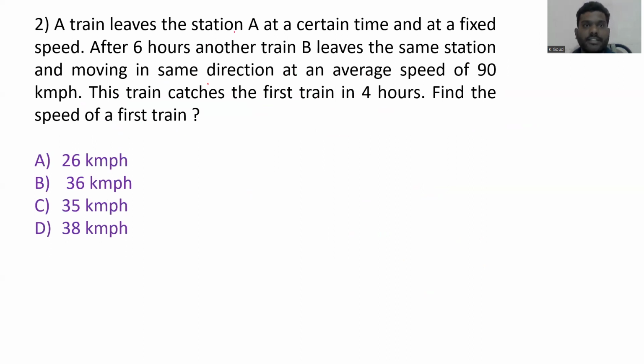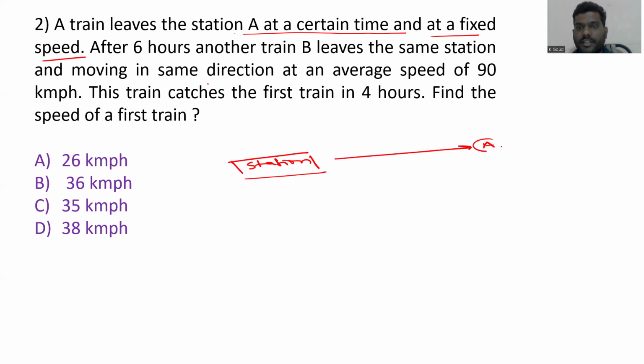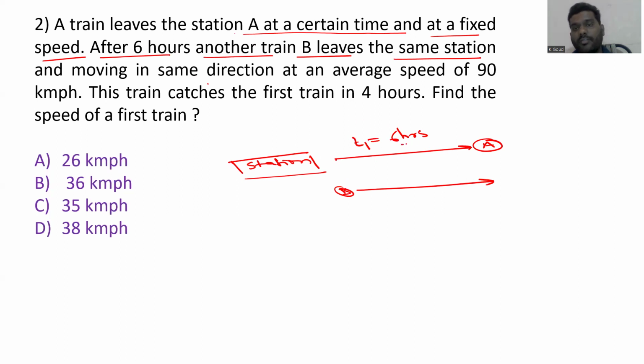A train leaves station A at a certain time at a fixed speed. Let us consider a rectangular box as the station. So train A leaves the station at a fixed time at a fixed speed. We don't know that speed and time. After 6 hours, another train B leaves the same station. After train A has moved for 6 hours, train B started. So it has already traveled for 6 hours.